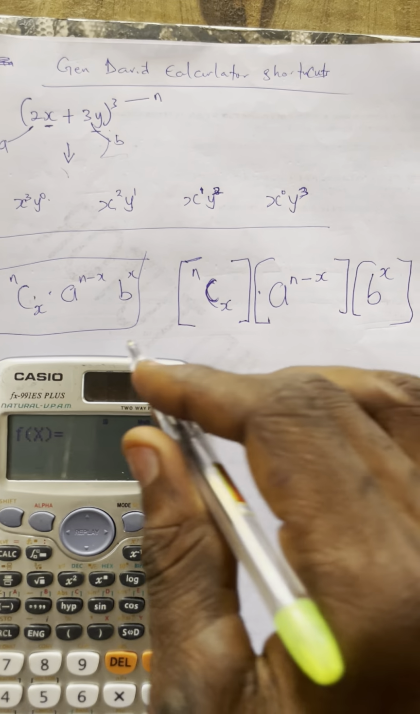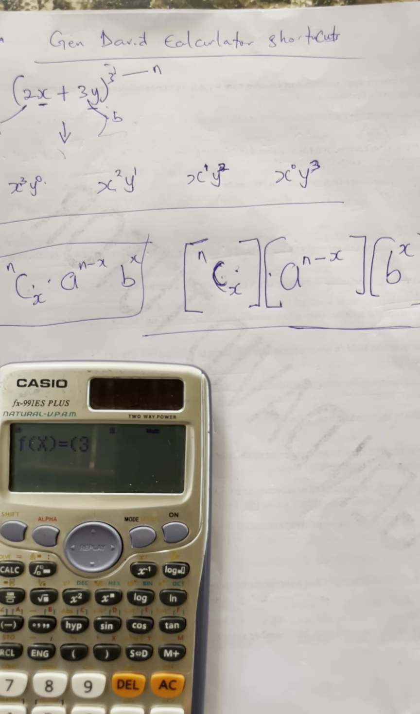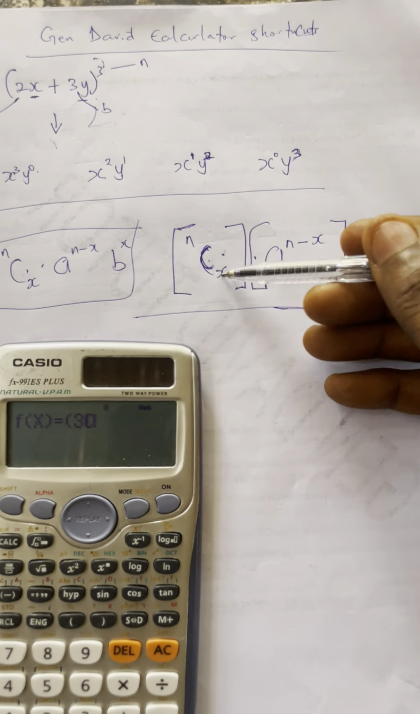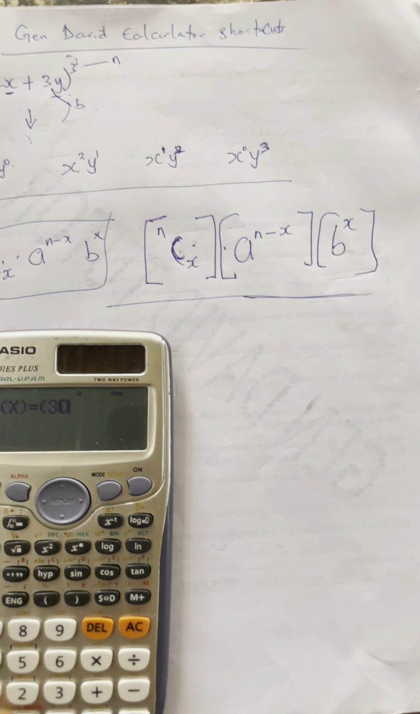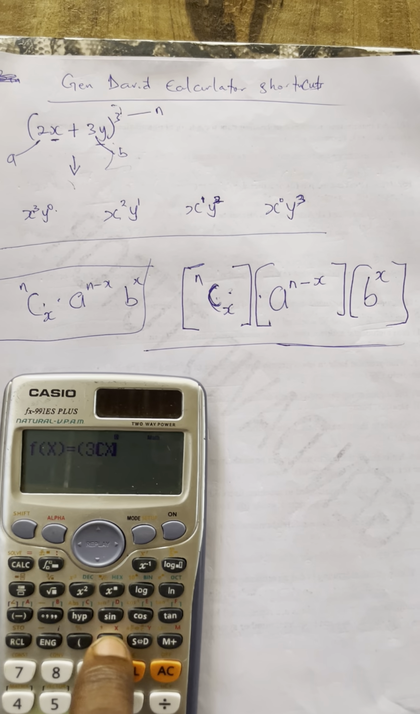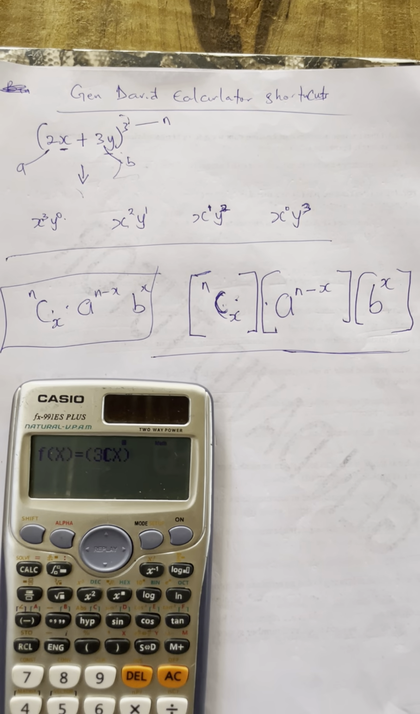Then let's follow the formula. So open the bracket. What's my n here? Don't forget n is 3. So I have 3. Then combination. What's combination? I have shift, this place. Then what's x here? That's alpha, and we have x here. Alpha, close bracket. Then close your bracket.